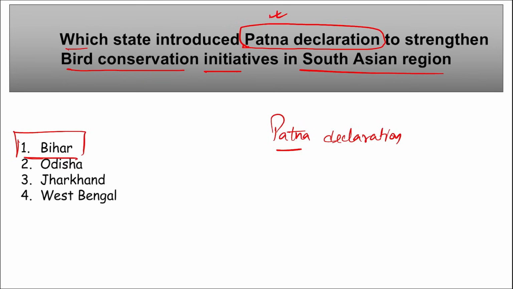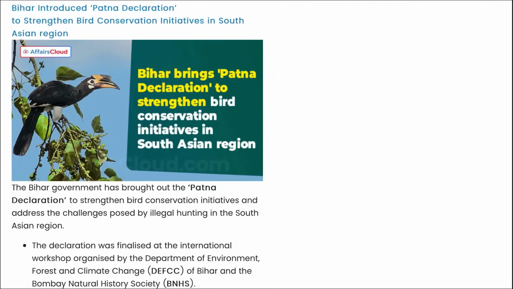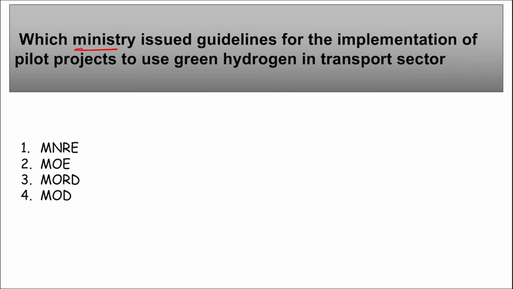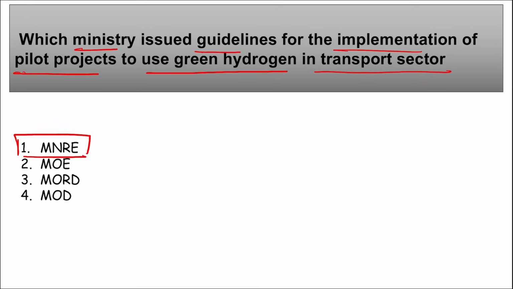Next is which ministry issued guidelines for the implementation of the pilot projects to use green hydrogen in the transport sector? This is MNRE, that is Ministry of New and Renewable Energy, which issued guidelines for the implementation of the pilot projects. Pilot projects means these projects will be launched on a trial basis, and data will be recorded, right, whether green hydrogen is a suitable source of energy in the transport sector or not. And we have seen what is green hydrogen. On burning, it releases water vapors, and no carbon dioxide or no element of carbon is released on its burning. Correct. So take a note of this.